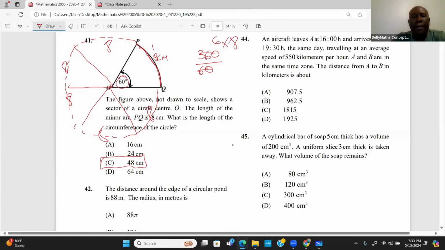So as I said to you, I sought to find how many times this sector angle can go into the entire circle. It occurs 6 times. Every time it occurs, there is an 8 centimeter arc being produced. So it's going to occur 6 different times. Circle finished. We're done.